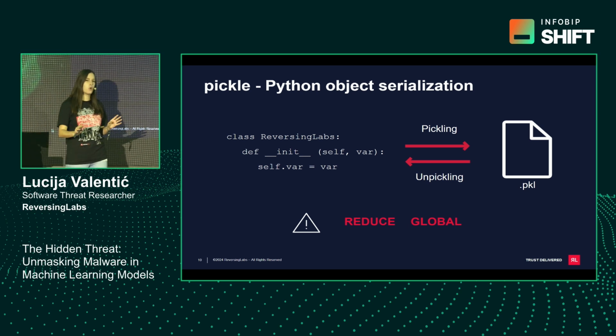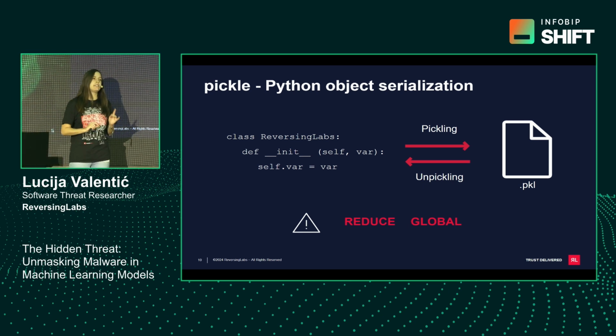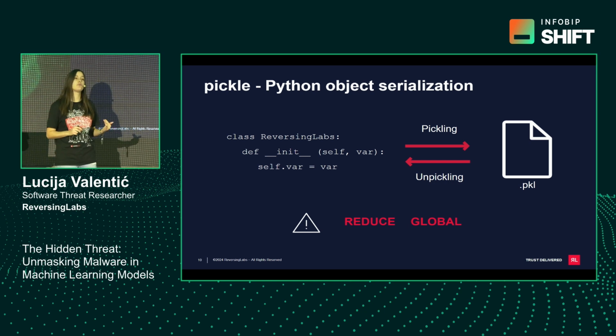And there are many opcodes. Some are taking things off of the stack, some are putting things on the stack. But two opcodes can be dangerous. Those are reduce and global. They are used in the process of unpickling to import modules and execute them.